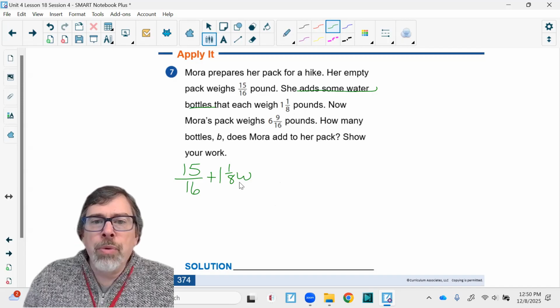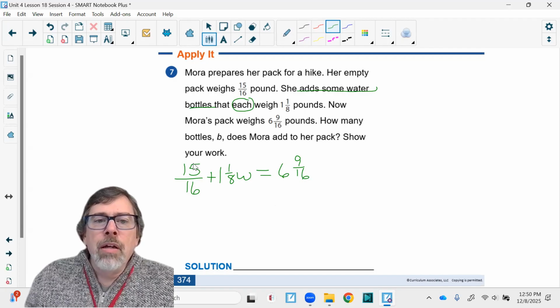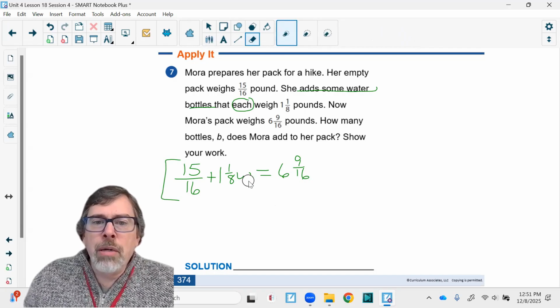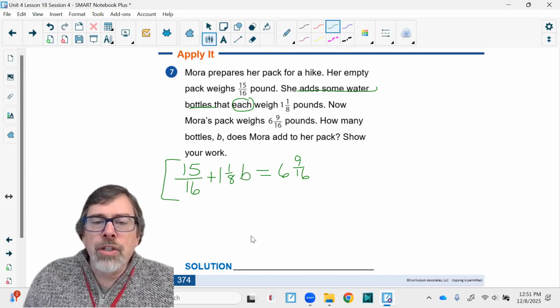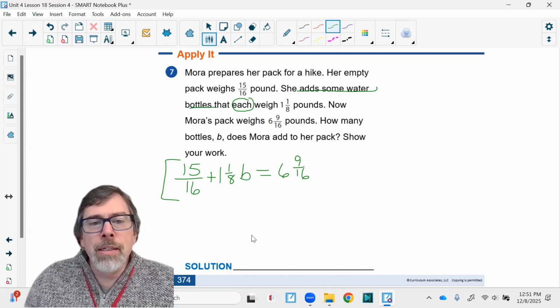Each weigh 1.18. Whenever you see the word each, it means to multiply. Now Maura's pack weighs 6 9/16 pounds. How many bottles, B? So here's what we're going to do. Bottles, B. Okay, I'm going to change that now. I used a W, but when I continued reading, they used B for bottles. So that's just going to change to a B. No big deal. No B deal.